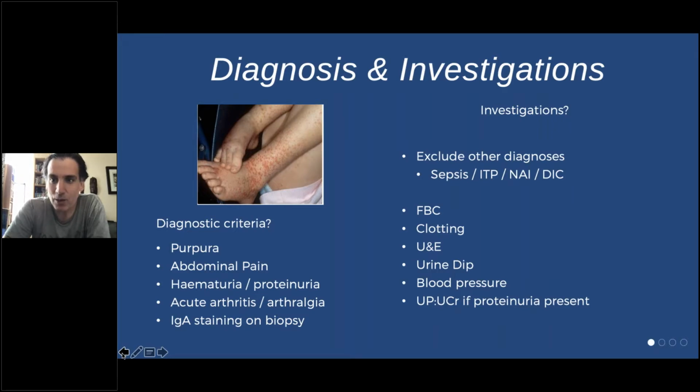Someone asked you to give the formula again. The formula we use at the Evelina is 30 times the height divided by the serum creatinine, which gives you a rough eGFR.